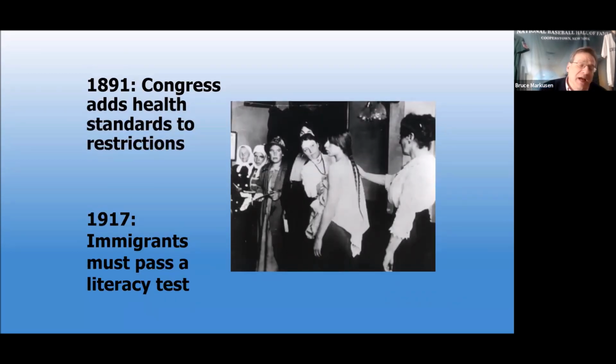When immigrants came here to the United States, well, they would have to meet certain standards and pass certain tests. In 1891, the United States Congress added health standards to the restrictions. So an immigrant coming here, starting in 1891, would have to essentially pass a physical examination, make sure they're healthy, they're well enough to come here, stay here. In 1917, a law was put in saying that immigrants must pass a literacy test. So there were physical standards, and there were also, in a way, educational standards, literacy standards that had to be met by immigrants coming to the United States.